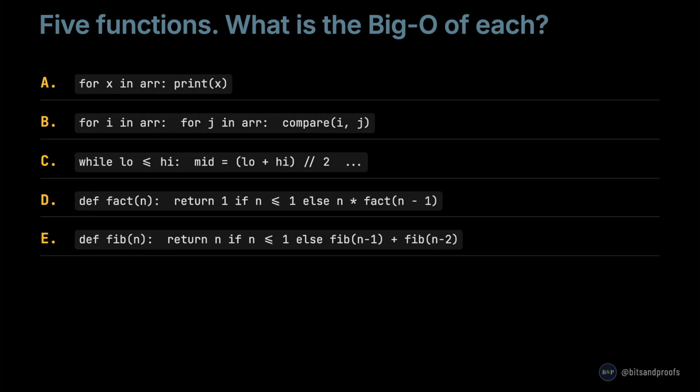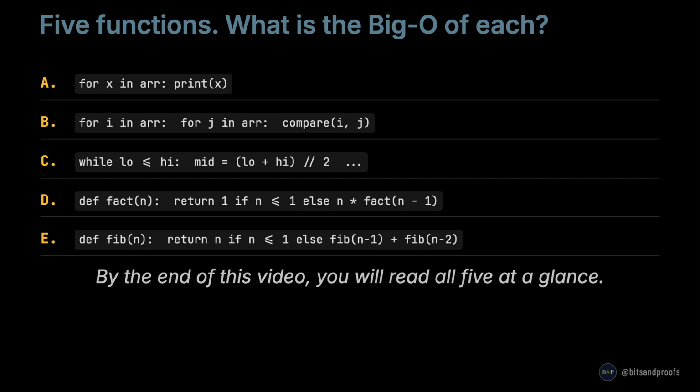E, another recursive function. Naive Fibonacci returns n if small, otherwise the sum of 2 recursive calls, fib of n minus 1 plus fib of n minus 2. 2 recursive calls per step, that's the key difference. 5 patterns, each one in a different complexity class. We will look at each one, find its big O using a simple recipe, and at the end we will come back to all 5 together and verify the verdict.